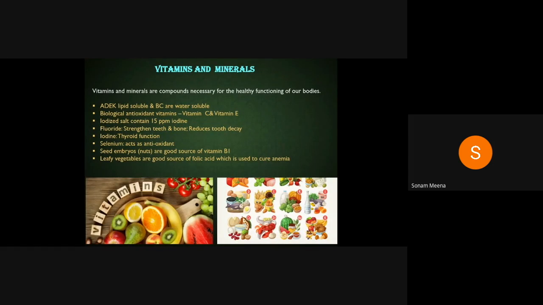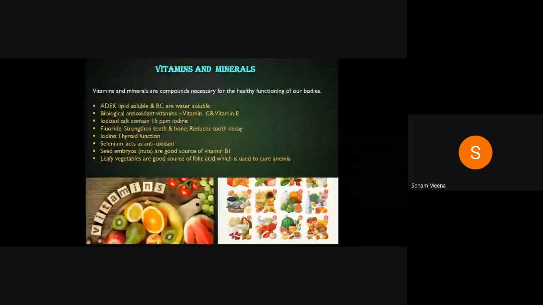Next is vitamins and the minerals. Vitamins and the minerals are not naturally synthesized by our body. They should be taken as supplements or from our food source. A, D, E, K are the lipid soluble, and B, C are the water soluble. Biological antioxidant vitamins means vitamin C and vitamin E.